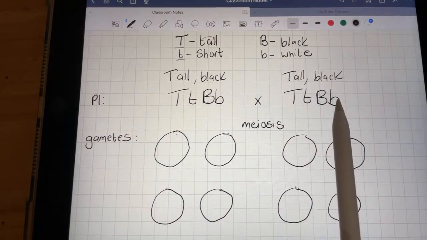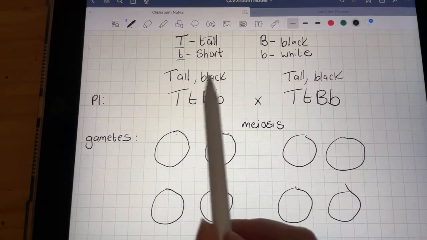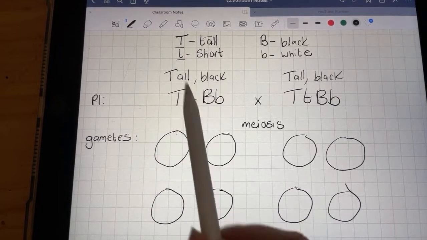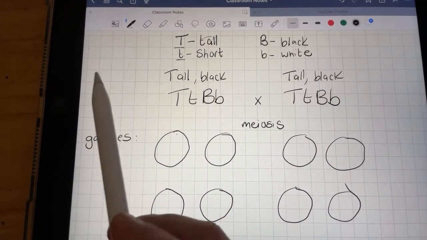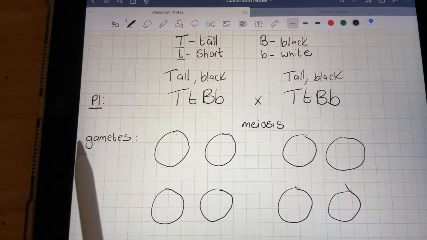Genotype, you don't have to do that. You just have to write it, just write it here. You don't need any descriptors along the side here. The only descriptors you need are this P1, gametes, and when we get to F1.